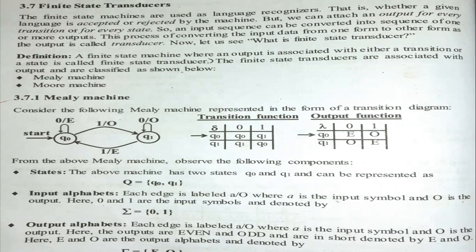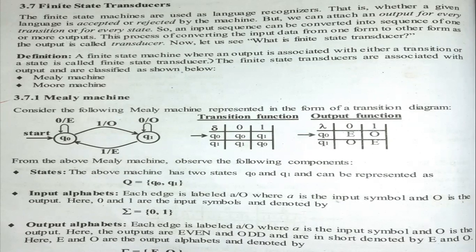But we can attach an output for every transition, or for every state. Previously we were discussing one particular input string and checking whether it is accepted or rejected. That's it. But in the transducer topic, for every state we attach some sort of output pattern, the outcome of that particular state. So we can attach an output for every transition or for every state, and an input sequence can be converted into a sequence of one or more outputs.